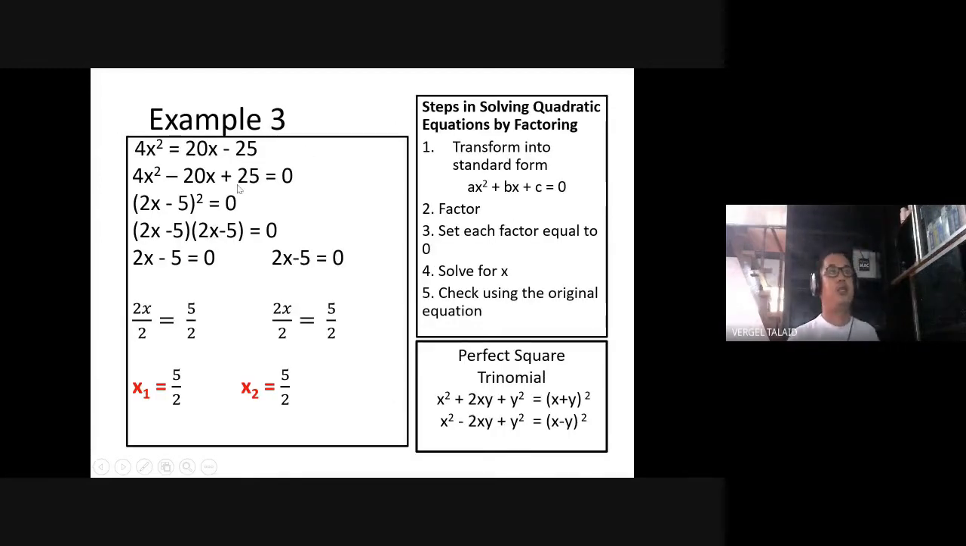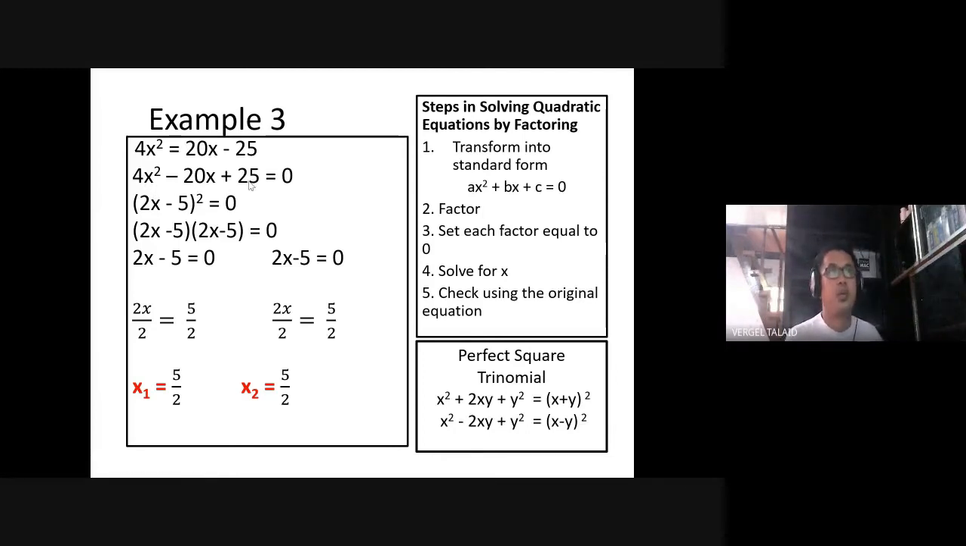Another example is 4x squared is equal to 20x minus 25. First thing first, you are going to transform it into standard form. So you are going to transpose 20x and 25 to the left side. So that becomes negative 20x and positive 25 is equal to 0. Now you've noticed that 4x squared minus 20x plus 25 is a perfect square trinomial.